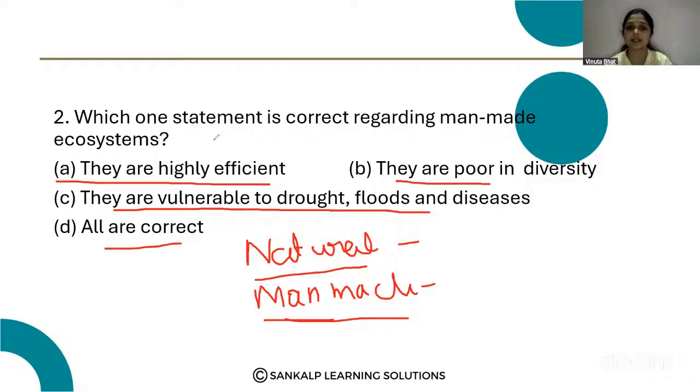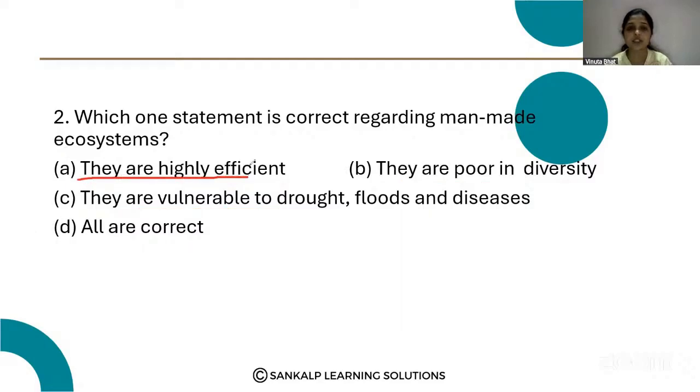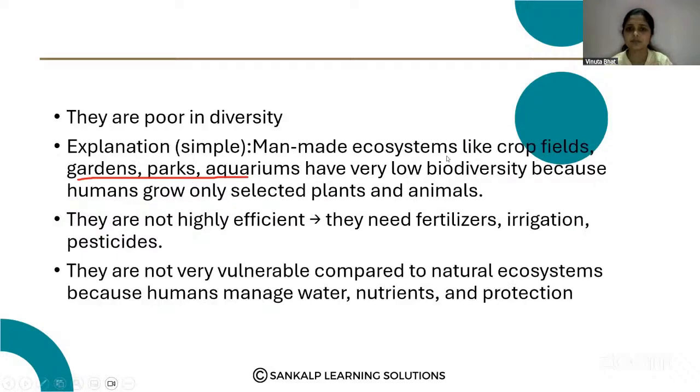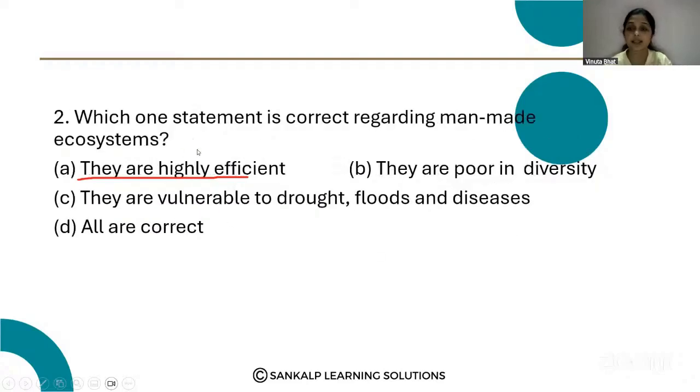Here, which statement is correct regarding the man-made ecosystem? They are highly efficient. These man-made ecosystems are not highly efficient. They are like crop fields and gardens, and they are not highly efficient. They need fertilizers, irrigation and pesticides. So they are not highly efficient.